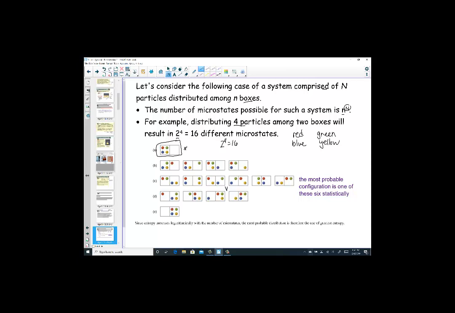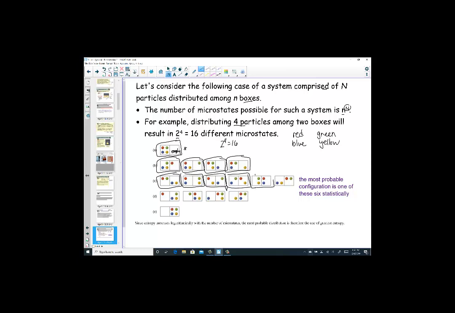So for example, 1 microstate. I can place all 4 particles into 1 box, leaving 1 box empty. That's one possible way to distribute 4 particles in 2 boxes. What's the next possibility? Well, we can put 3 particles in 1 box and 1 in the other. And that 1 could be any of the 4 colors. There's 4 more microstates.